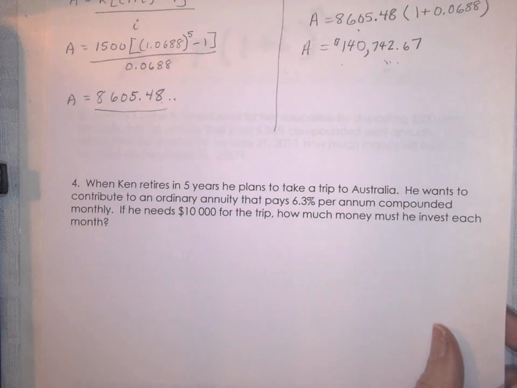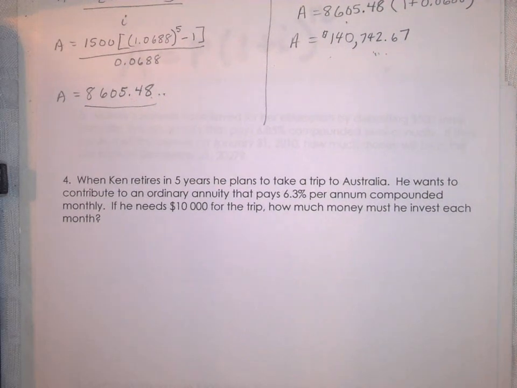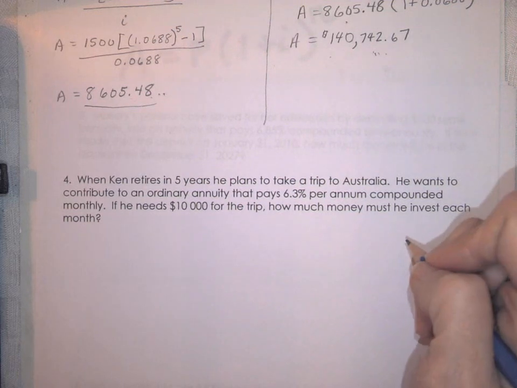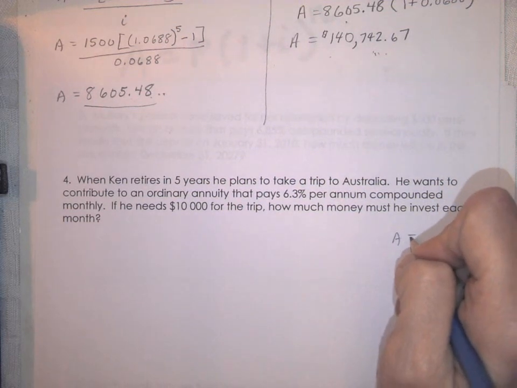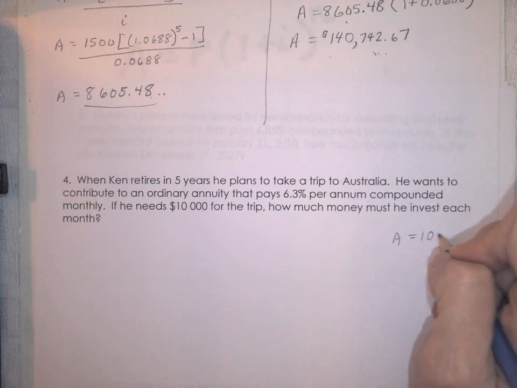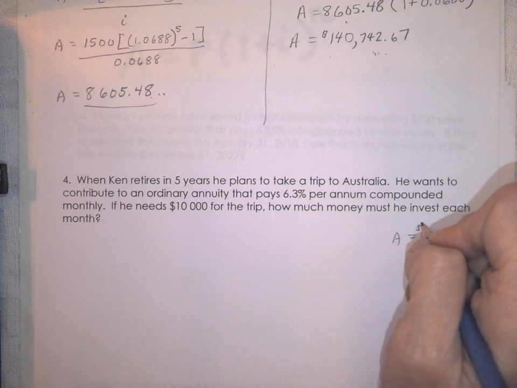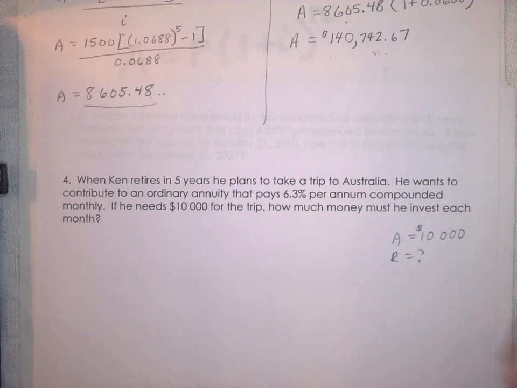Okay. Question 4, when Ken retires in 5 years, he plans to take a trip to Australia. He wants to contribute to an ordinary annuity that pays 6.3% per annum compounded monthly. If he needs $10,000 for the trip, how much money must he invest each month? So this time, we know that he wants to have $10,000 for his trip, but we don't know R.